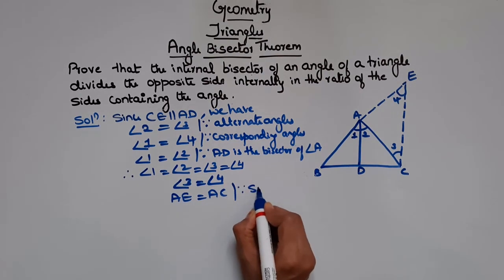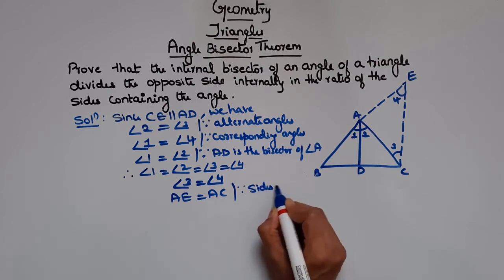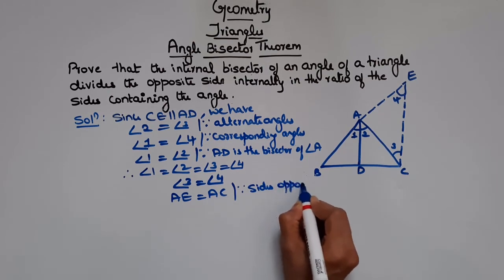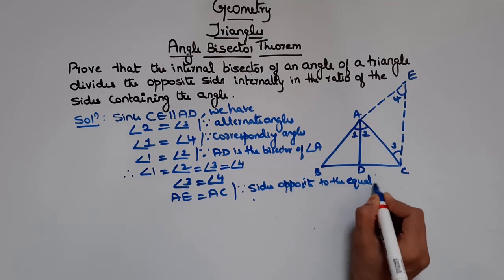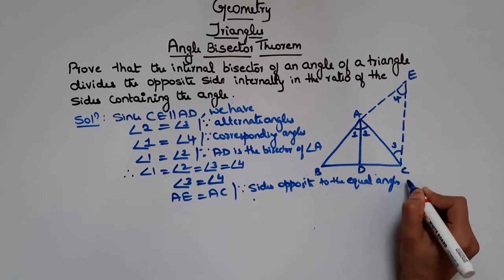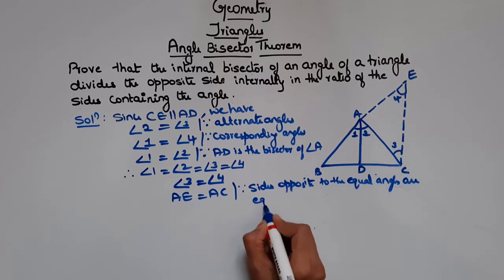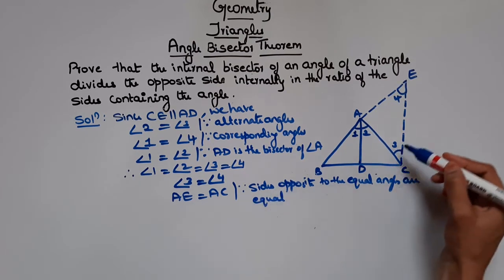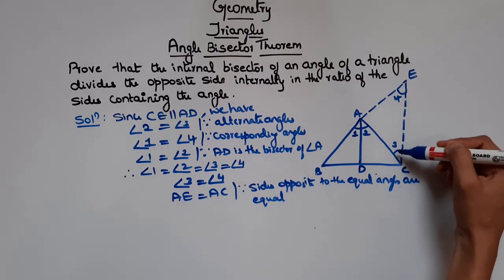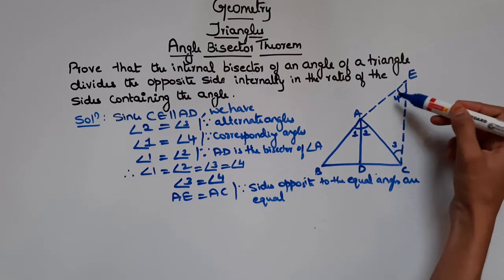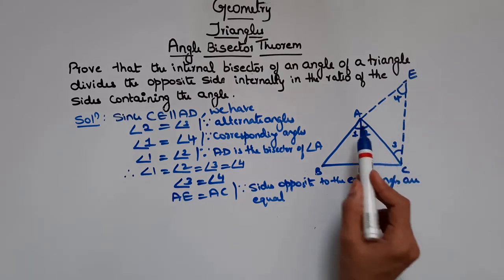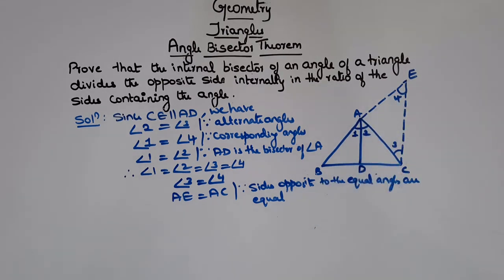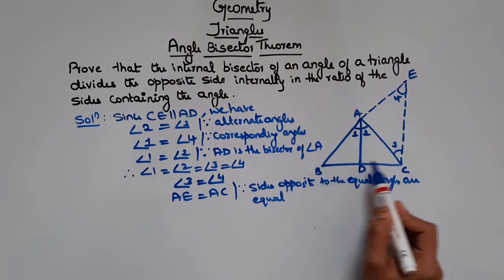Since sides opposite to the equal angles are equal. That is sides opposite to the equal angles. Here the equal angles are 3 and 4. So their opposite sides are AC and AE, right? Therefore AC is equal to AE. So now let's see the triangle BCE.